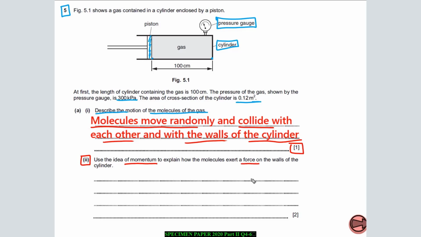So we need to understand what the relationship between momentum and force is. Force is equal to delta P over delta T, which simply means the rate of change of momentum is called force. This question has 2 marks. So let's try to answer how we can write a proper answer for this one.